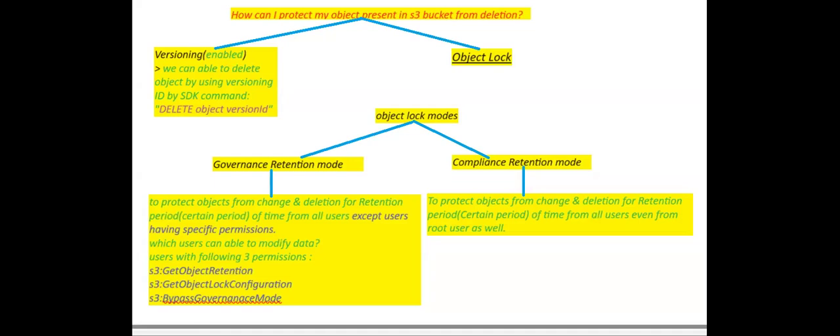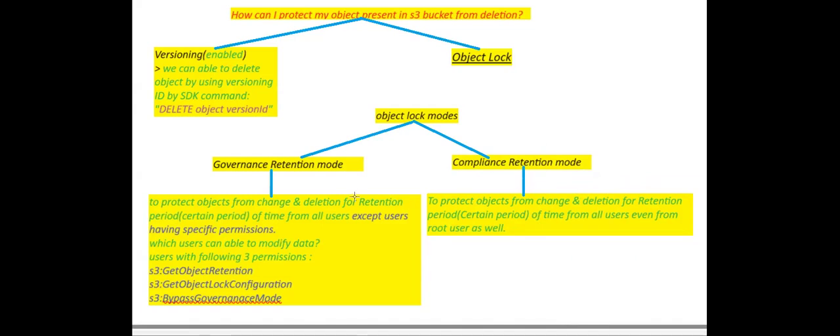So how many different object lock modes have we seen till now? Two. That is governance retention mode and compliance retention mode. So when do we use compliance retention mode? If we want to protect our data for a certain period of time from all users, then use this compliance retention mode. If you use this compliance retention mode on an object, then even the root user can't change or delete your data till the retention period is over.